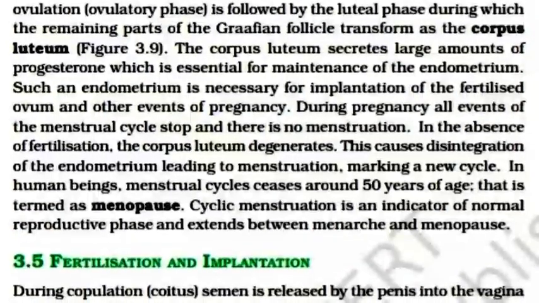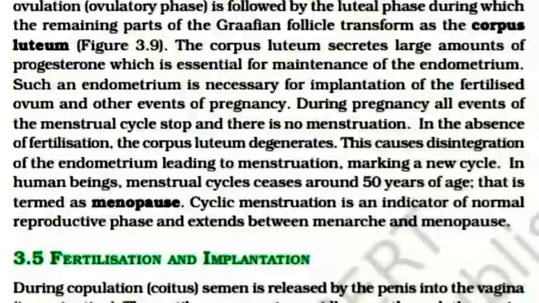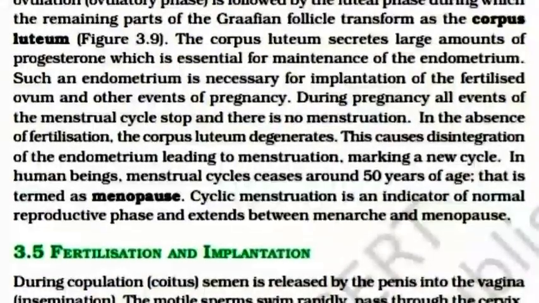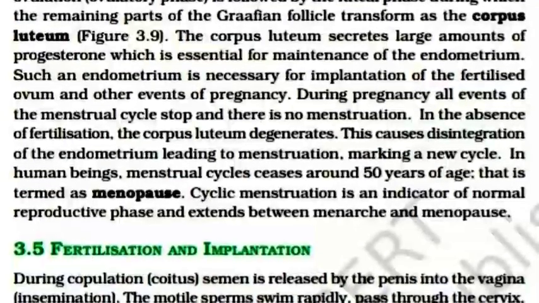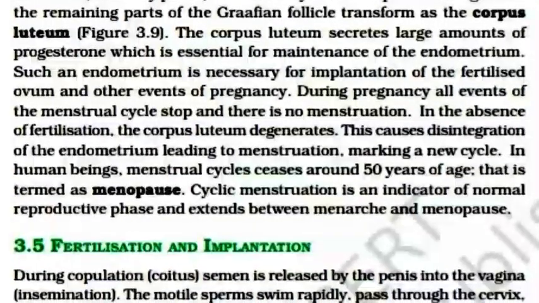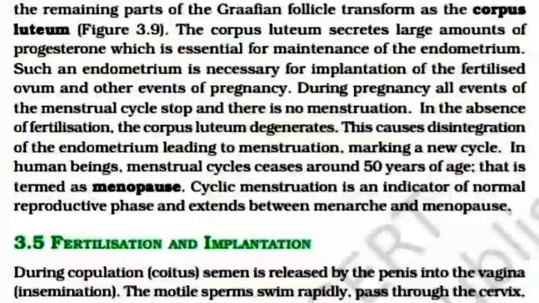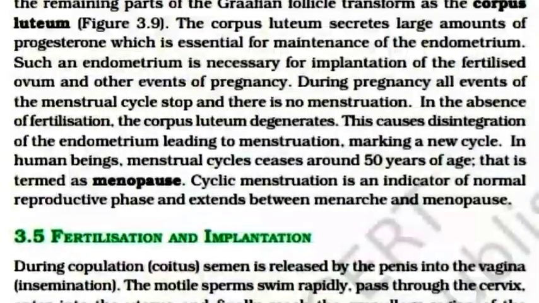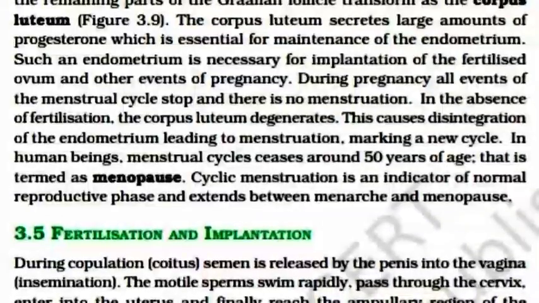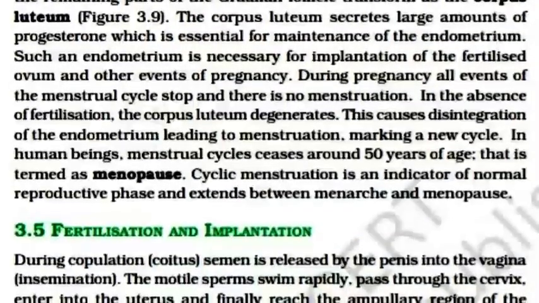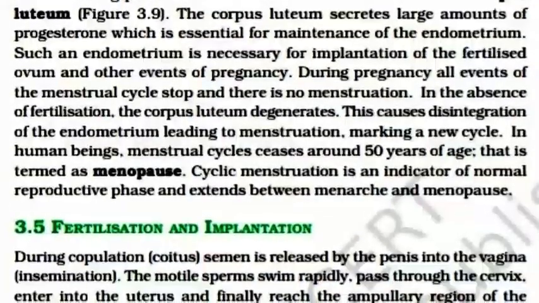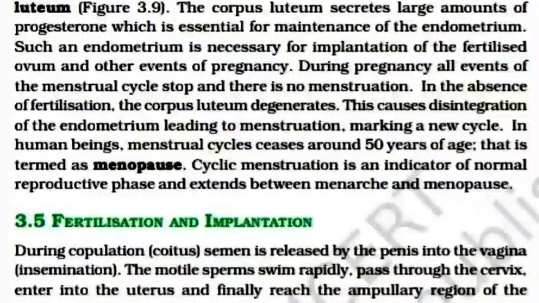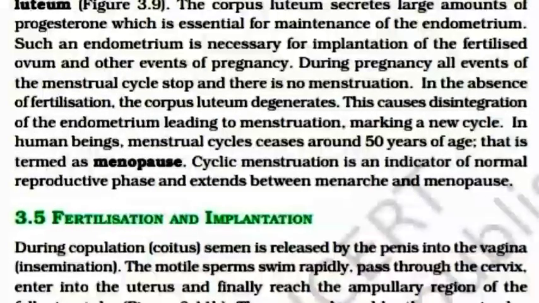This causes disintegration of the endometrium, leading to menstruation, marking a new cycle. In human beings, the menstrual cycle ceases around 50 years of age, which is termed menopause. Cyclic menstruation is an indicator of the normal reproductive phase and extends between menarche and menopause.